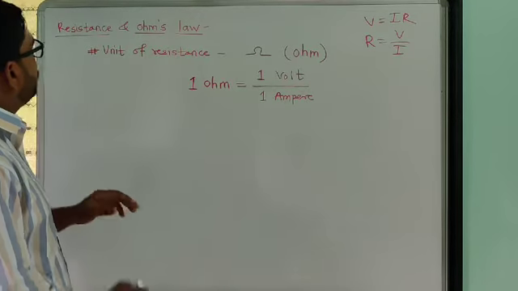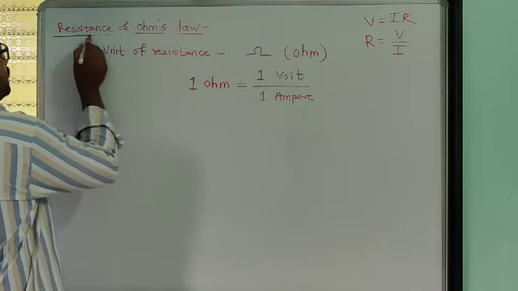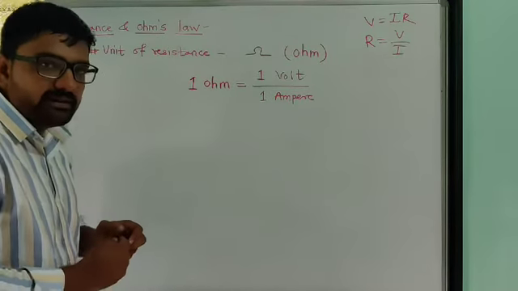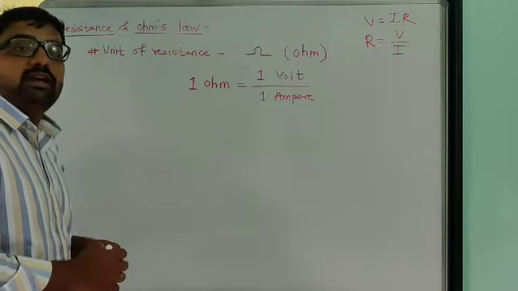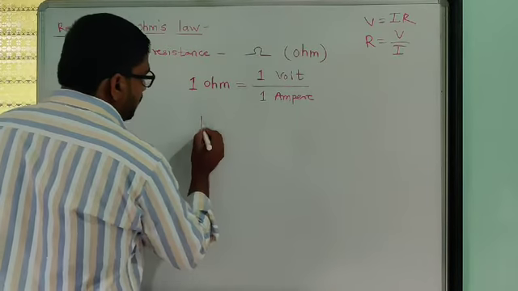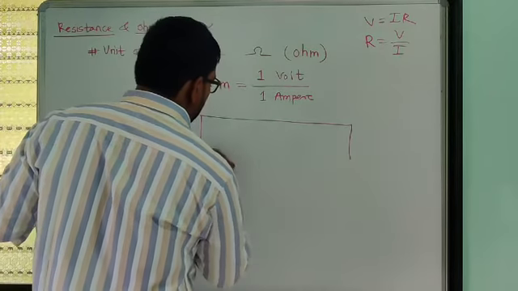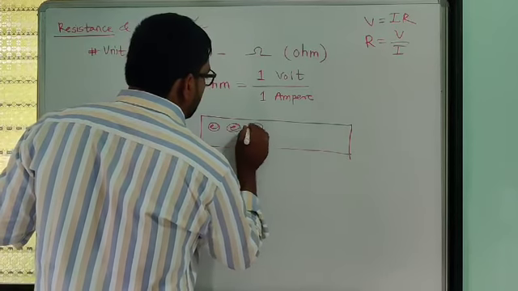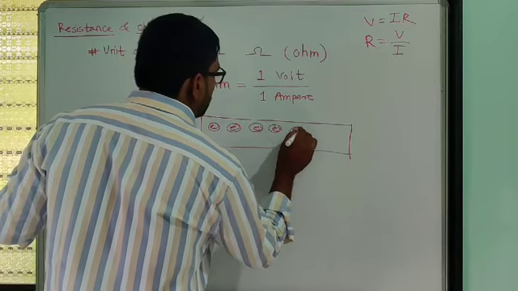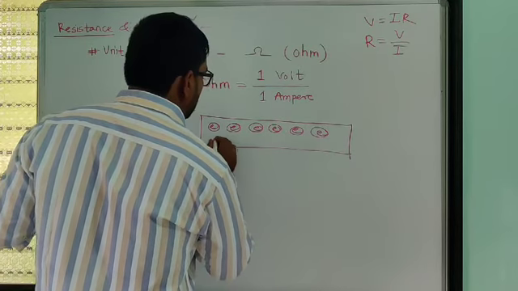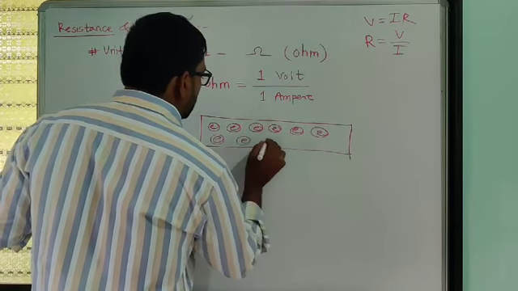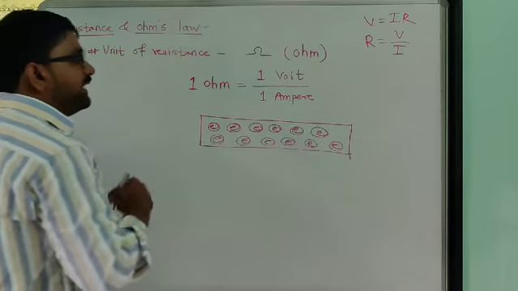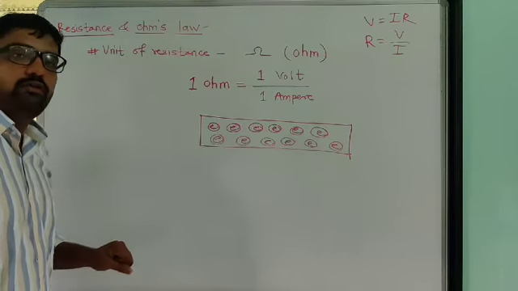Now in the next part we have to see what resistance actually is. We have studied the concept of free electrons. For that we consider such a wire, and we say a large number of electrons are present there. We only show the free electrons here.